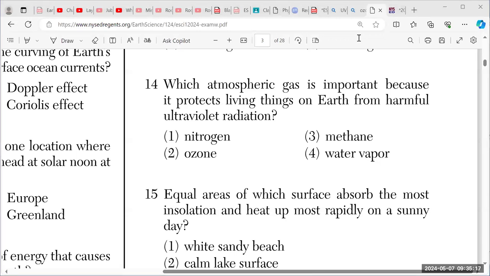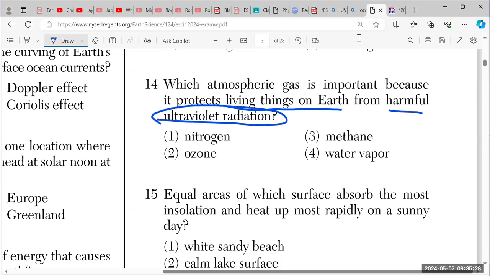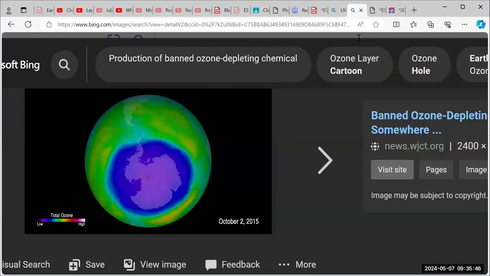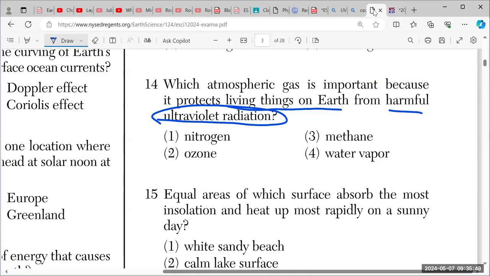All right, number 14. Number 14 says, which atmospheric gas is important because it protects living things on Earth from harmful ultraviolet radiation? What gas protects us from ultraviolet radiation? Well, this is just something that we should know. The ozone layer protects us. The ozone layer actually protects us from UV radiation. And so the ozone layer is a layer full of ozone gas. And so that's why the correct answer is choice 2.